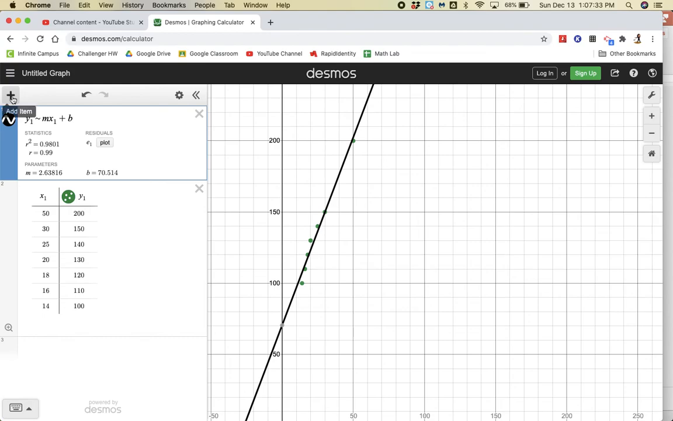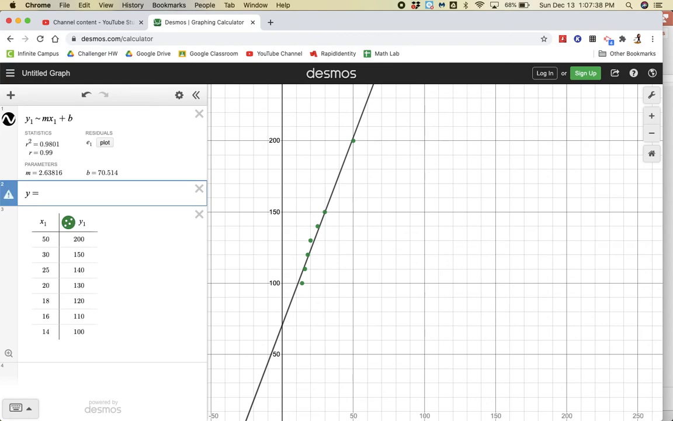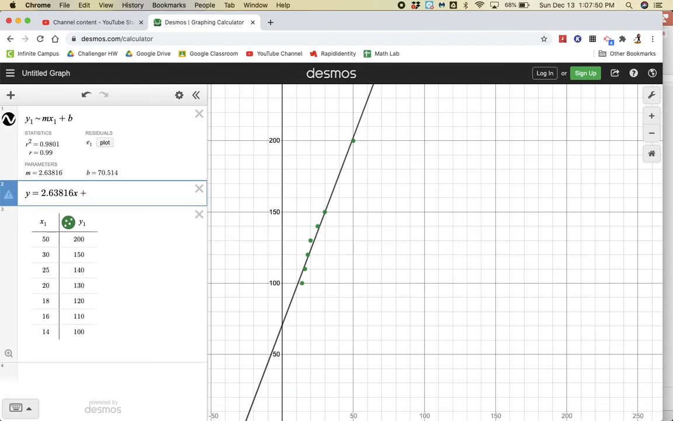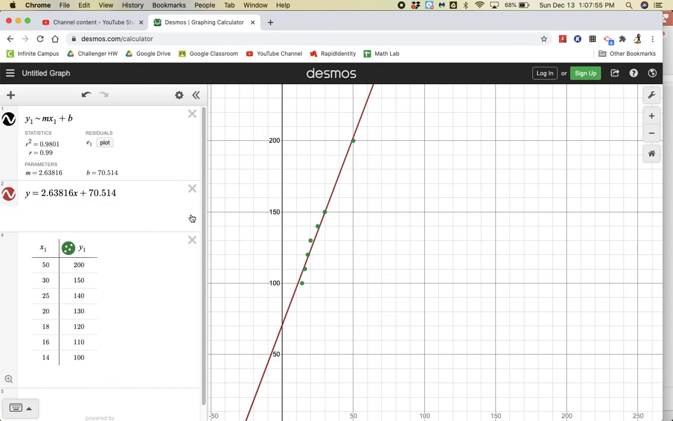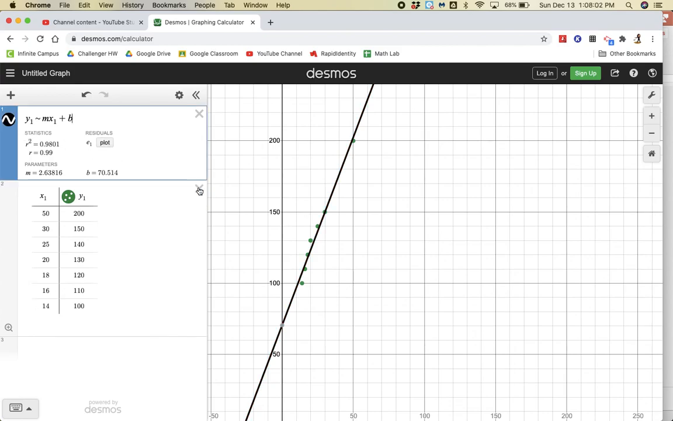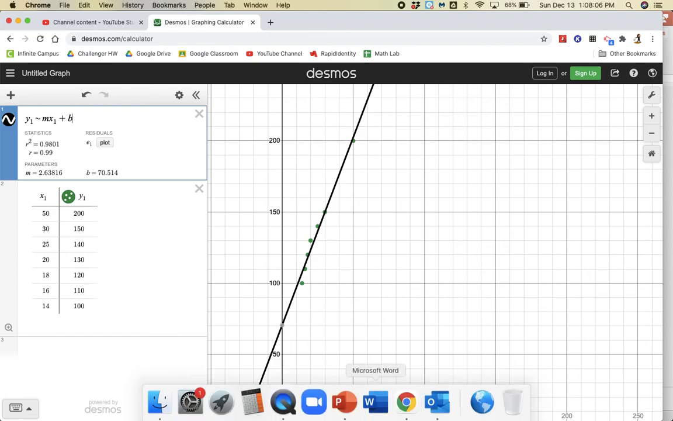Now I do have one other step on there that says to click and add expression and then to type in the y equals mx plus b formula. So basically typing in the slope, 2.63816, x plus b, which is 70.514. But like I showed you already, the line came up before I even typed that in, so you really don't have to do that. If I get rid of that, the line of best fit is still there. But that is how you would write your equation.